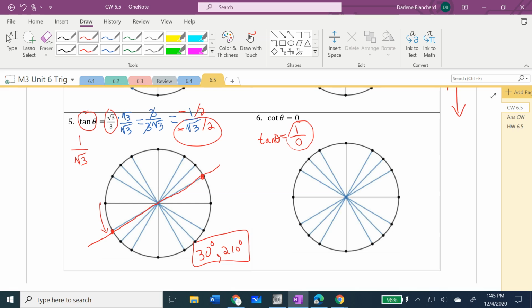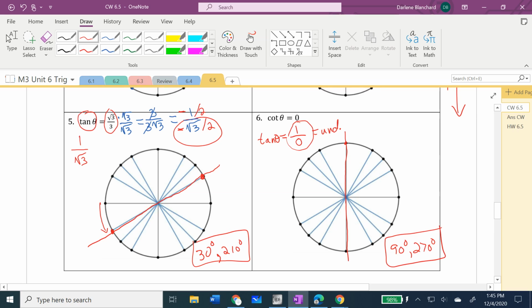So we've got 5 minutes left. Let me tell you, I'm going to finish the way I'm approaching it, and then I'm going to show you other ways you can approach it, and it's up to you how you want to do it. 1 divided by 0 is undefined. Where does tangent have the undefined slope? 90 degrees and 270 degrees. And then you're done.